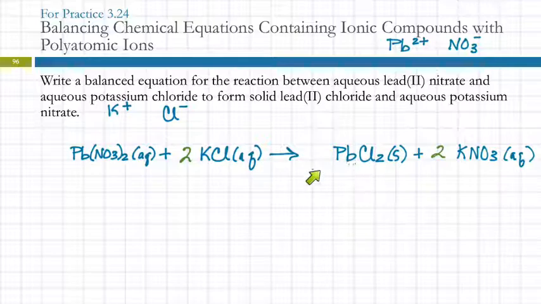Lead, got 1 and 1, that's good. Here's nitrate, there's 2 of them. Okay, 2 nitrates over there. 2 potassiums, 2 potassiums, 2 chlorines, 2 chlorines. Good. Any questions? This is another thing that takes practice.